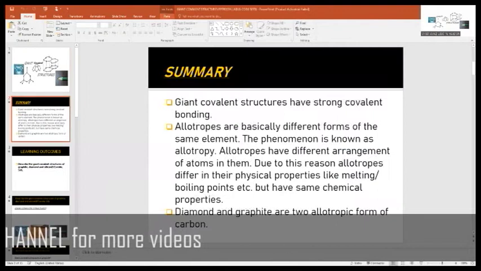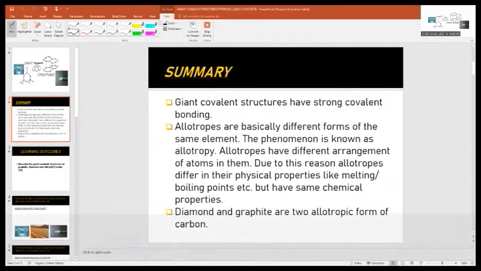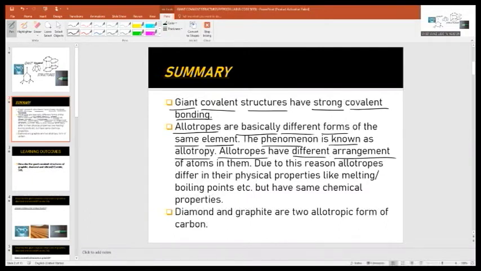Let's see the summary of the last lesson. Giant covalent structures have strong covalent bonding. Allotropes are basically different forms of the same element. The phenomenon is known as allotropy. Allotropes have different arrangements of atoms in them. Due to this reason, allotropes differ in their physical properties like melting and boiling points, but have the same chemical properties. Diamond and graphite are two allotropic forms of carbon.